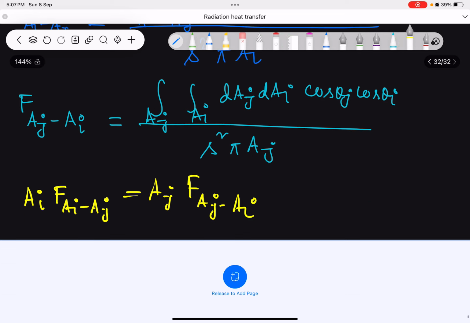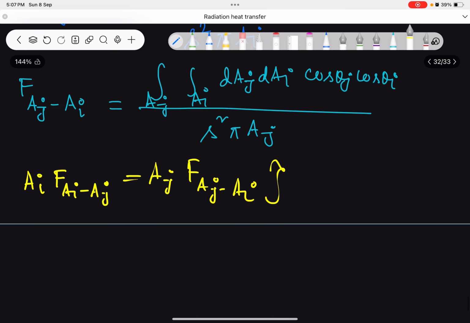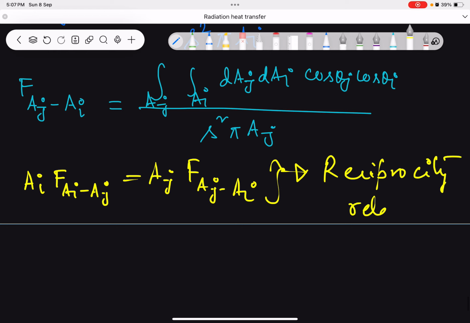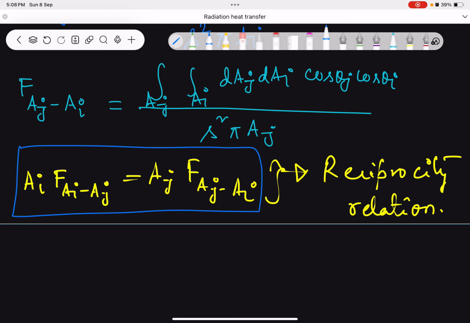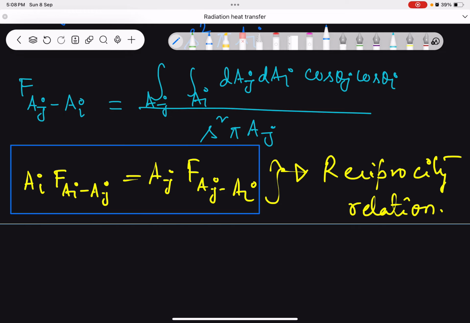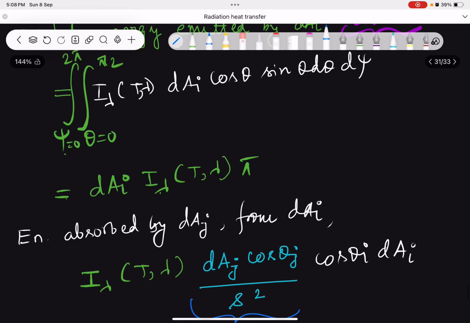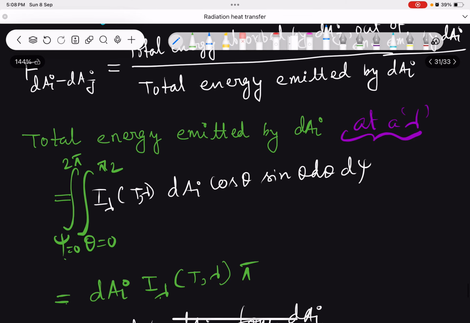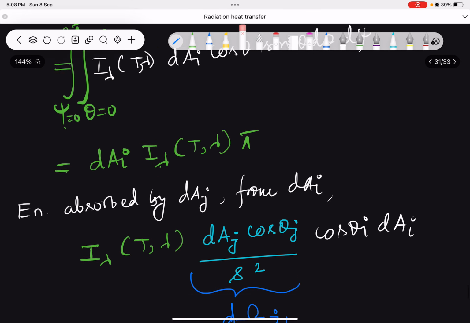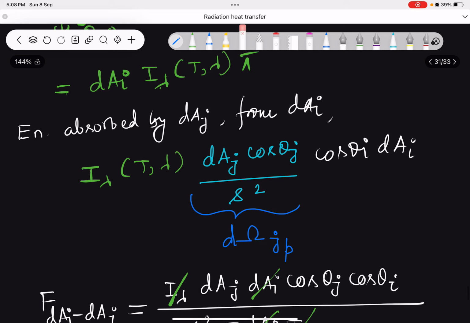If it is clear, then my friend, you have learned the reciprocity relation, the reciprocity relation of view factors. This is one of the most important results. Without this you will not be able to solve any problem in radiation. Okay, so just one more time I will give you the explanation for this, because I think this is a bit confusing.